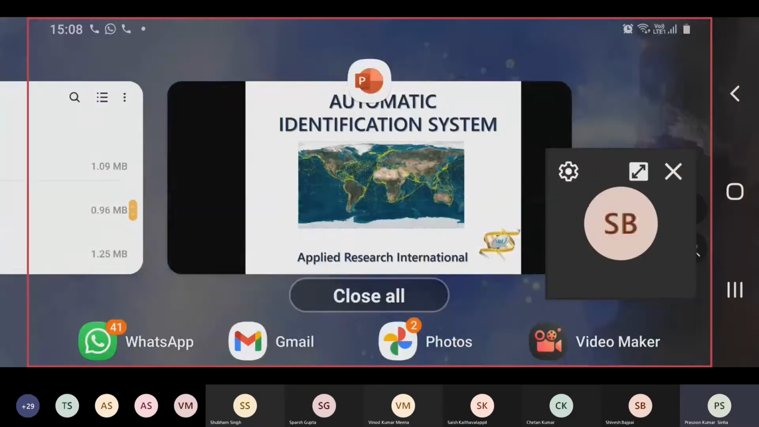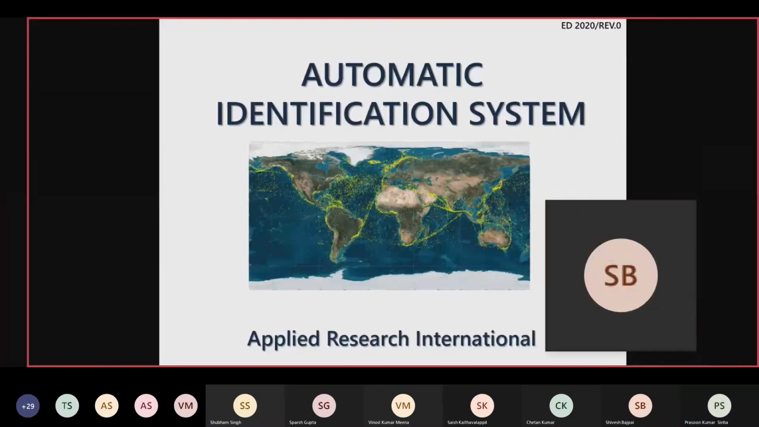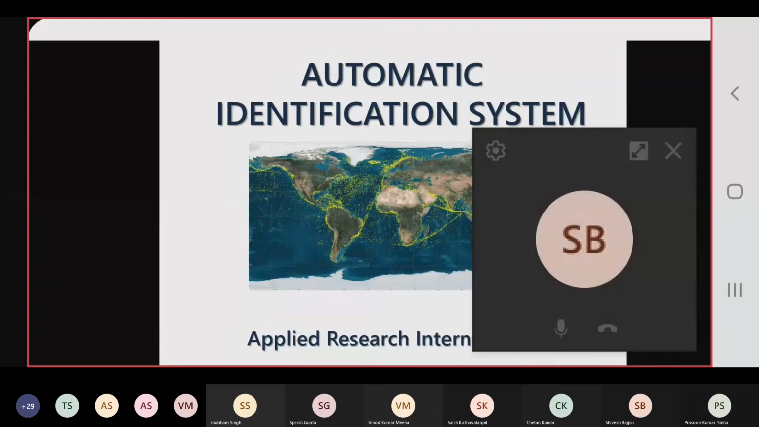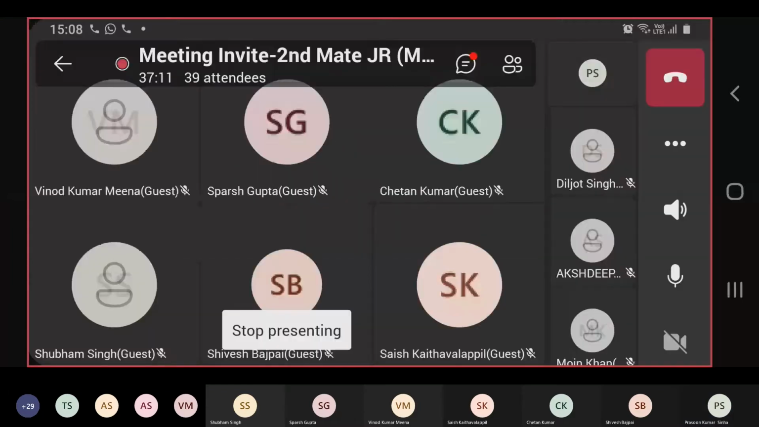My screen visible? Yes, sir. Okay. Arey, ye kya ho gaya?